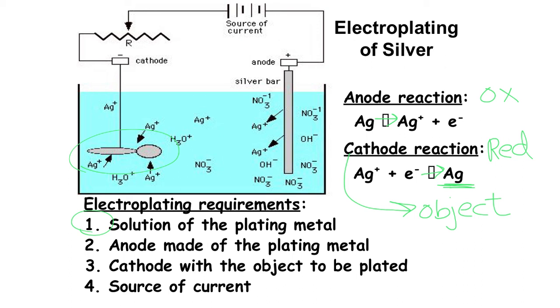So if you're silver plating, you would probably see silver nitrate because that's a soluble silver solution. So the silver ion would be present. Then we would also need an actual piece of silver in order to do it, and that would serve as the anode. The cathode, again, is going to be the object that you are plating, so a piece of jewelry, and then a source of electrical current.